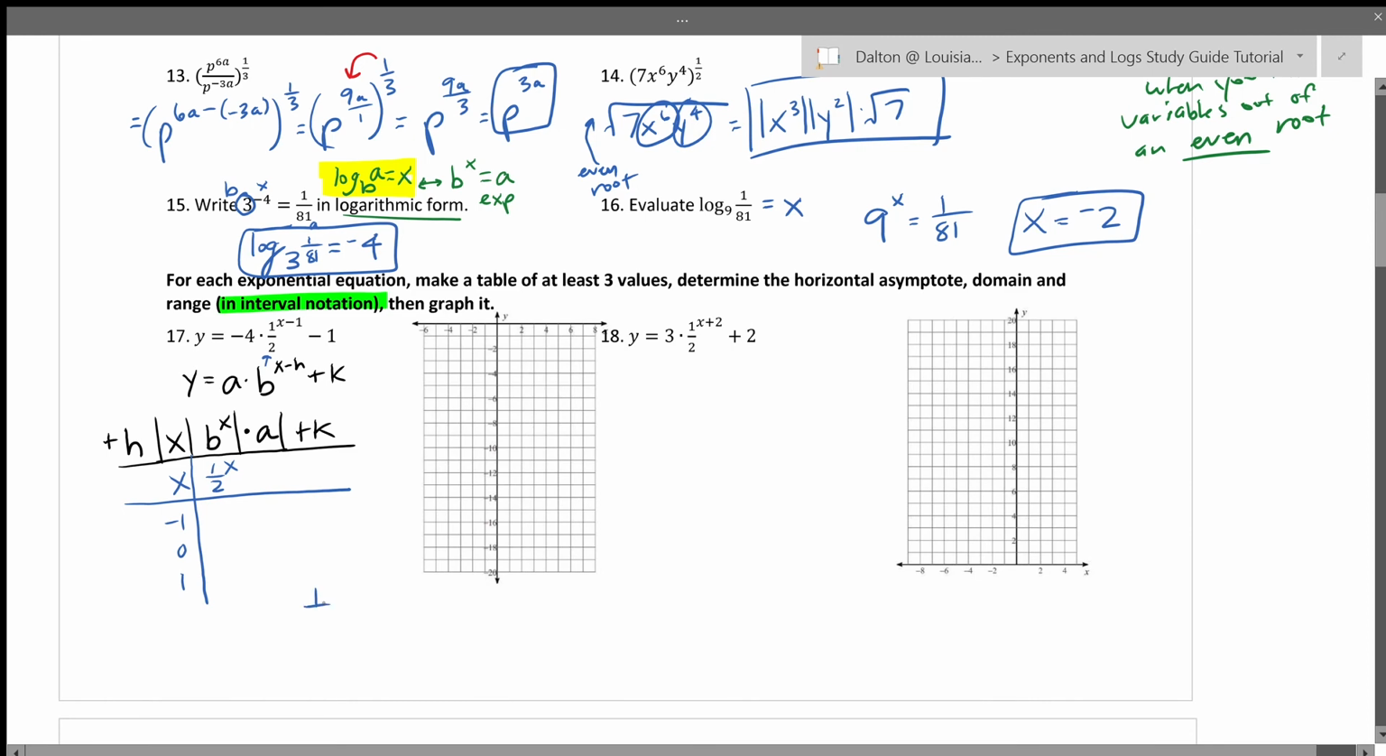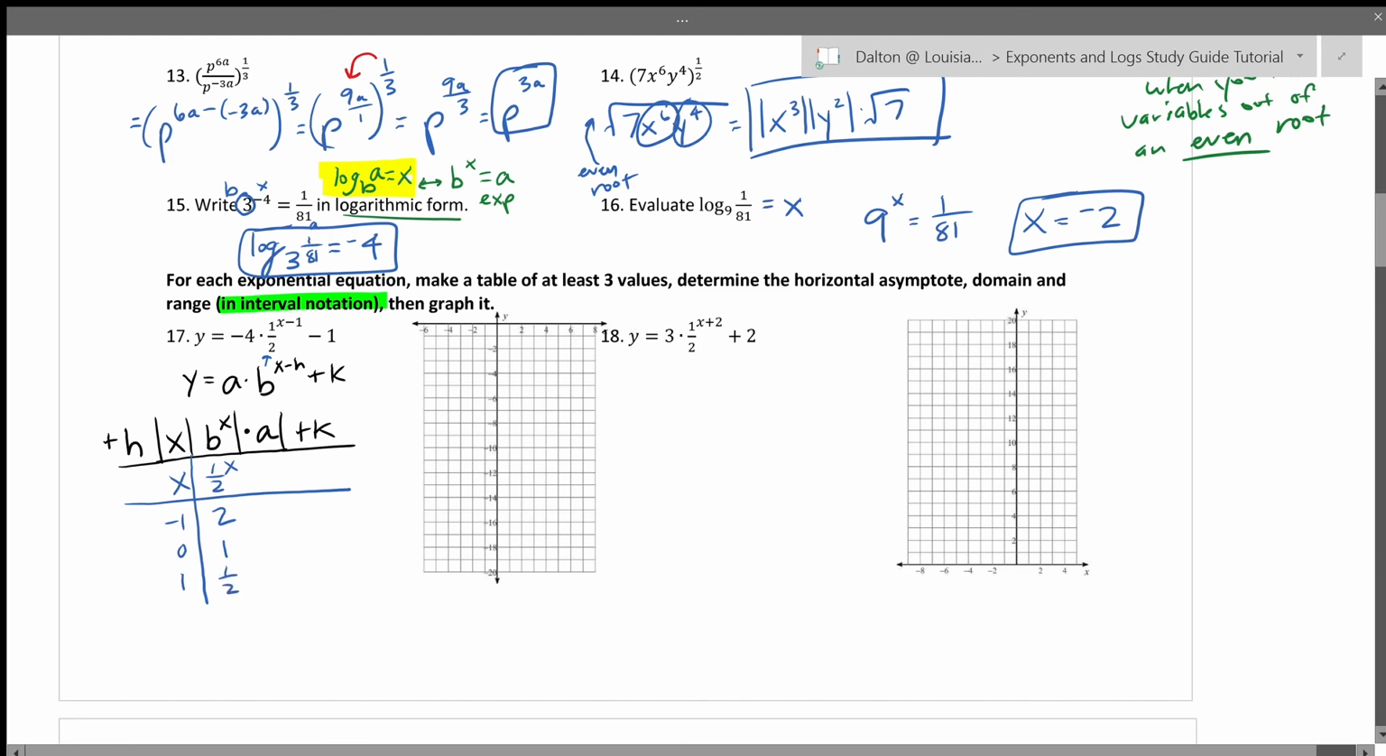So if I have 1/2 to the negative first power, if I want to make this a positive exponent, that's going to be 1 over 1/2 to the positive 1, which anything to the first power is just itself. And then 1 over 1/2 is 2. Okay, the next number, 0, 1/2 to the 0 power, anything to the 0 power is 1. And then 1/2 to the first power is just itself.